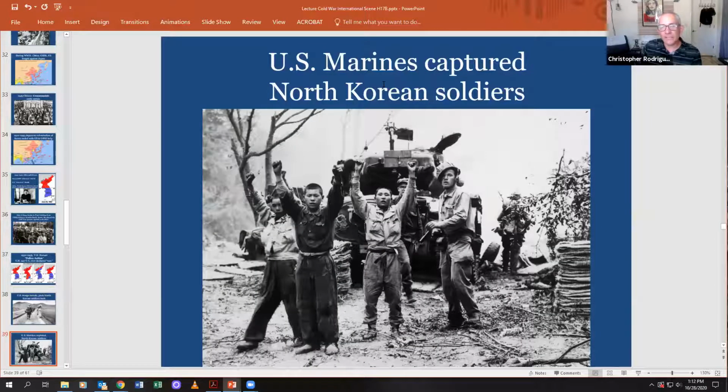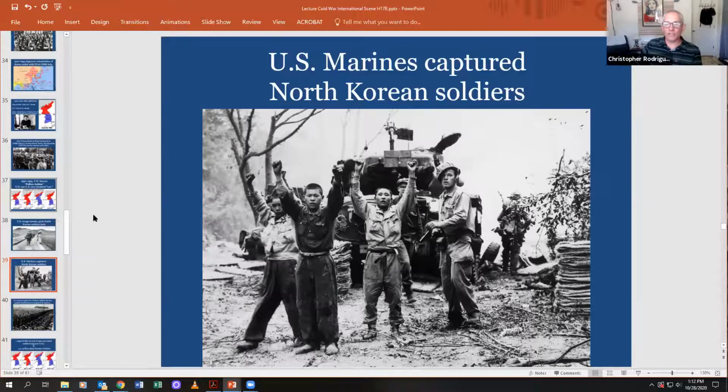This is a powerful image because it just shows the young men we send to war. This young man looks early 20s. These guys look younger than that. I could be wrong, but the youth of war always strikes me.